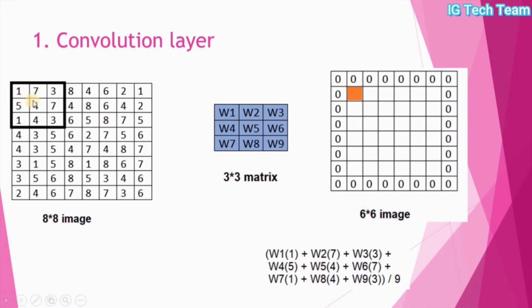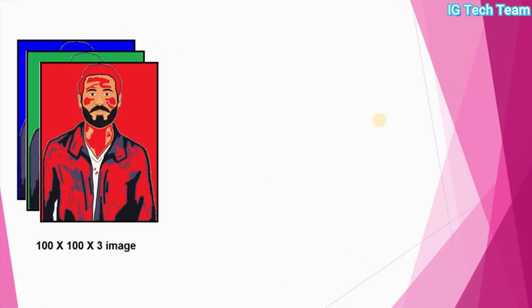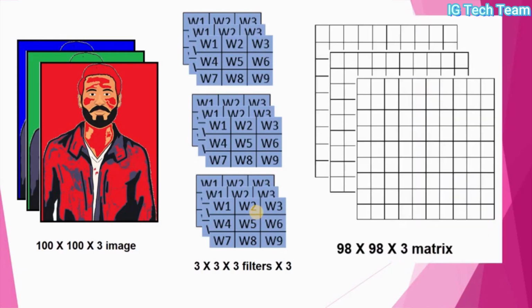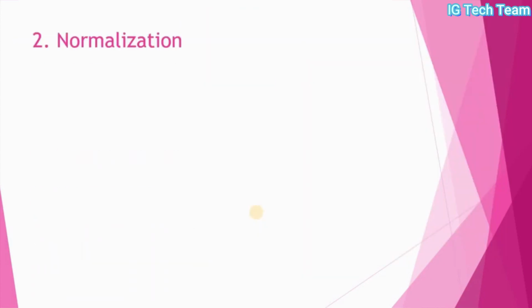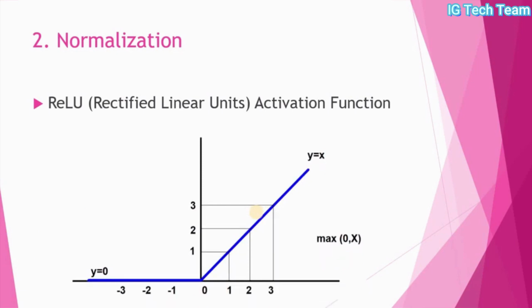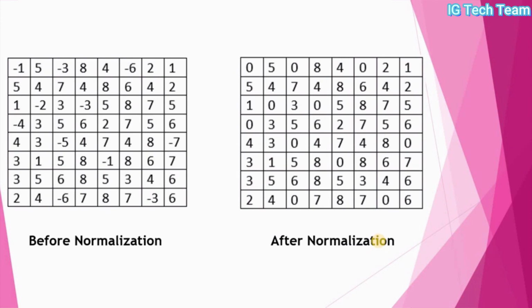We can apply this step to any RGB image which has 3 channels because it has 3 colors, right? And we can take as many filters as we want. Finally, we get a new matrix for the red, green, and blue color images. Next step is to normalize them. We can use the ReLU activation layer which converts negative values to 0 and does nothing to positive values. You can compare the matrix before and after the normalization.